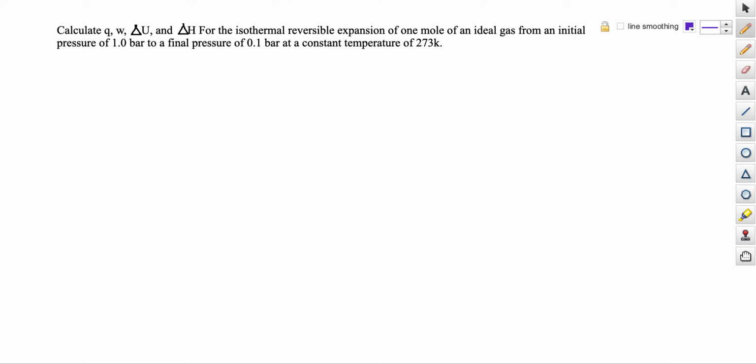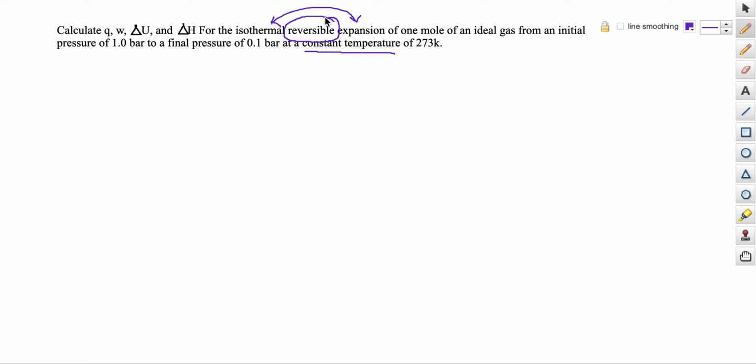Calculate Q heat, W work, delta U internal energy change, delta H enthalpy change for the isothermal expansion of 1 mole of an ideal gas from an initial pressure of 1.0 bar to final pressure of 0.1 bar, constant temperature 273 K. Here the major hint points are constant temperature, which indicates an isothermal expansion, and one more important word in the problem is reversible expansion.